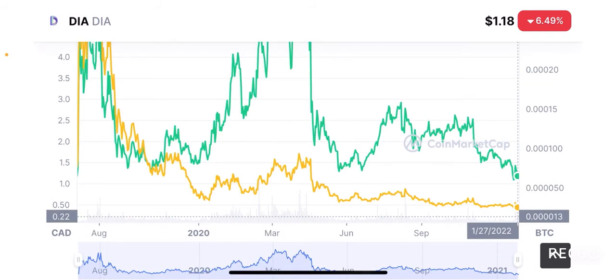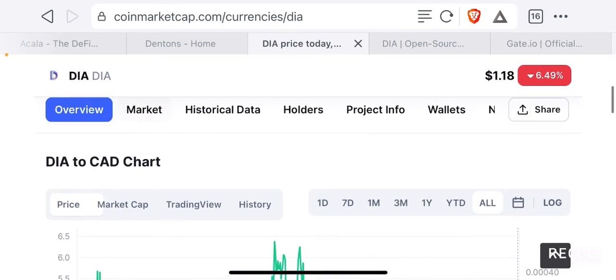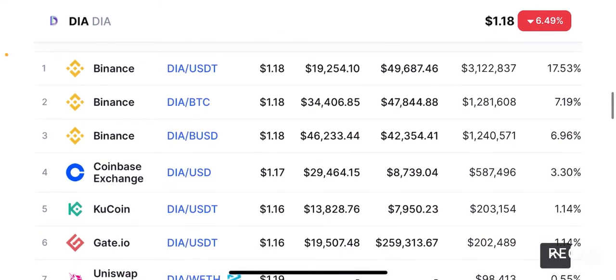When it comes to the markets itself, this token is obviously listed on Binance, and with the Coinbase listing, it has more liquidity as well. It's also listed on KuCoin and Gateio as well.